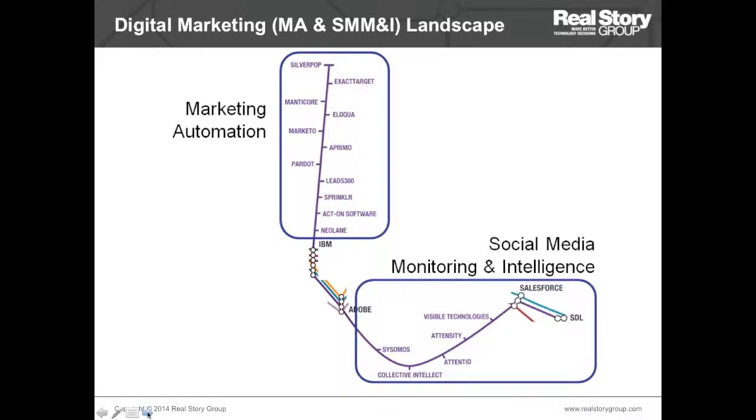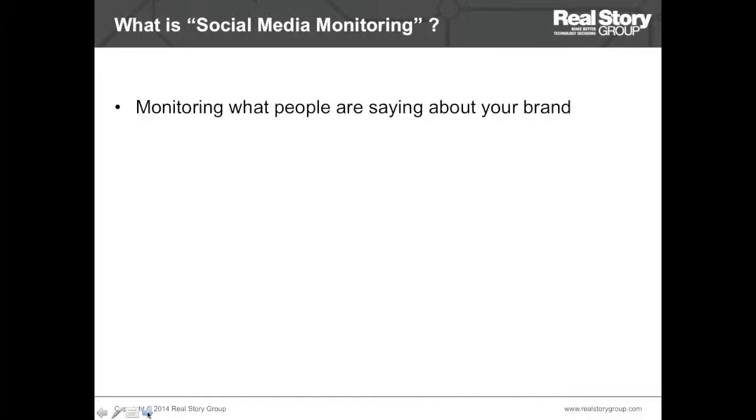All right, let's specifically look at these tools in the digital marketing landscape that we separate, as I mentioned, into marketing automation and social media monitoring and intelligence. And this is a slice from our subway map. If you'd like a copy of the subway map, by the way, you can just go to realstorygroup.com/subwaymap, and then you'll be able to see all the different vendors on the different lines that we offer evaluations of. So let's define this a little bit more specifically.